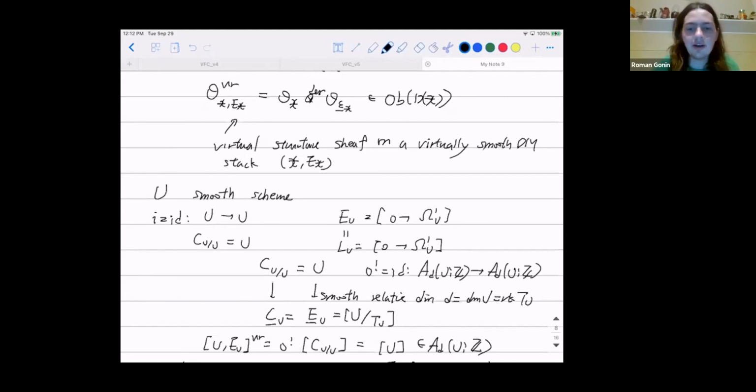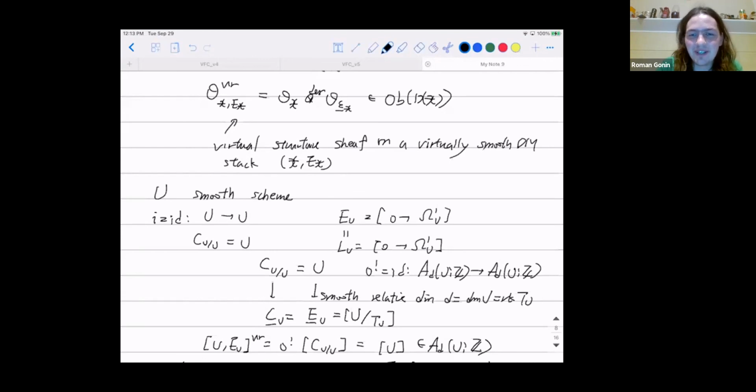And this object, from which category is it? From the category of stacks or from the derived category? So this E is something geometric. It's a vector bundle stack over U. And what is a vector bundle stack actually?